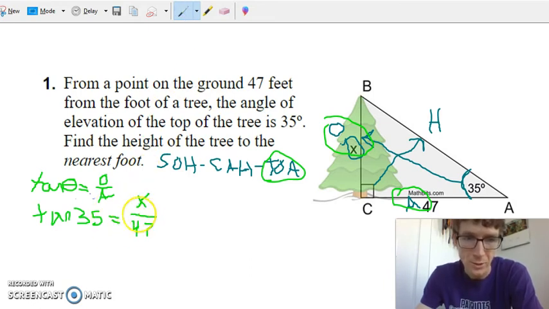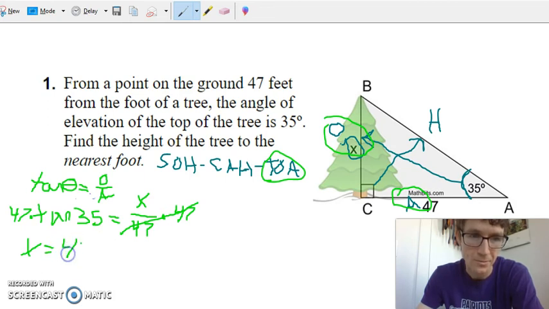So let's solve for x. We want to get x by itself. It's x divided by 47 equals tangent of 35. So what I'm going to do is the opposite of division to get rid of it. I'm going to multiply by 47, and do 47 times over here. So that causes this to cancel. And here our x, I'm just going to rearrange this. x is equal to 47 times the tangent of 35.